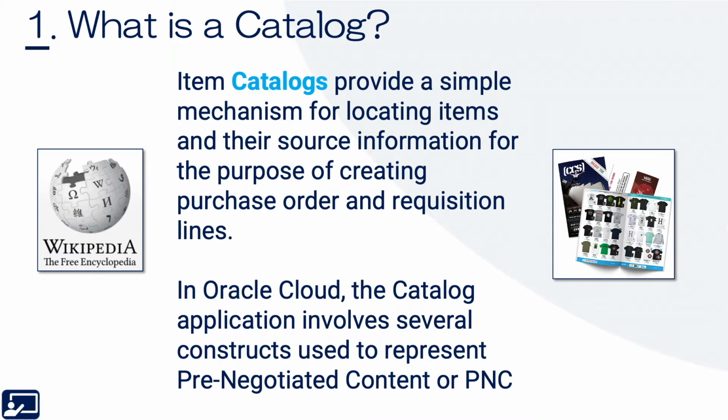First topic, what is a catalog? Item catalogs provide a simple mechanism for locating items and their source information for the purposes of creating a purchase order and requisition lines. In Oracle Cloud, the catalog application involves several constructs used to represent pre-negotiated content, or what we call PNC. So item catalogs are just a subset of a larger set of tools to represent previously negotiated content.